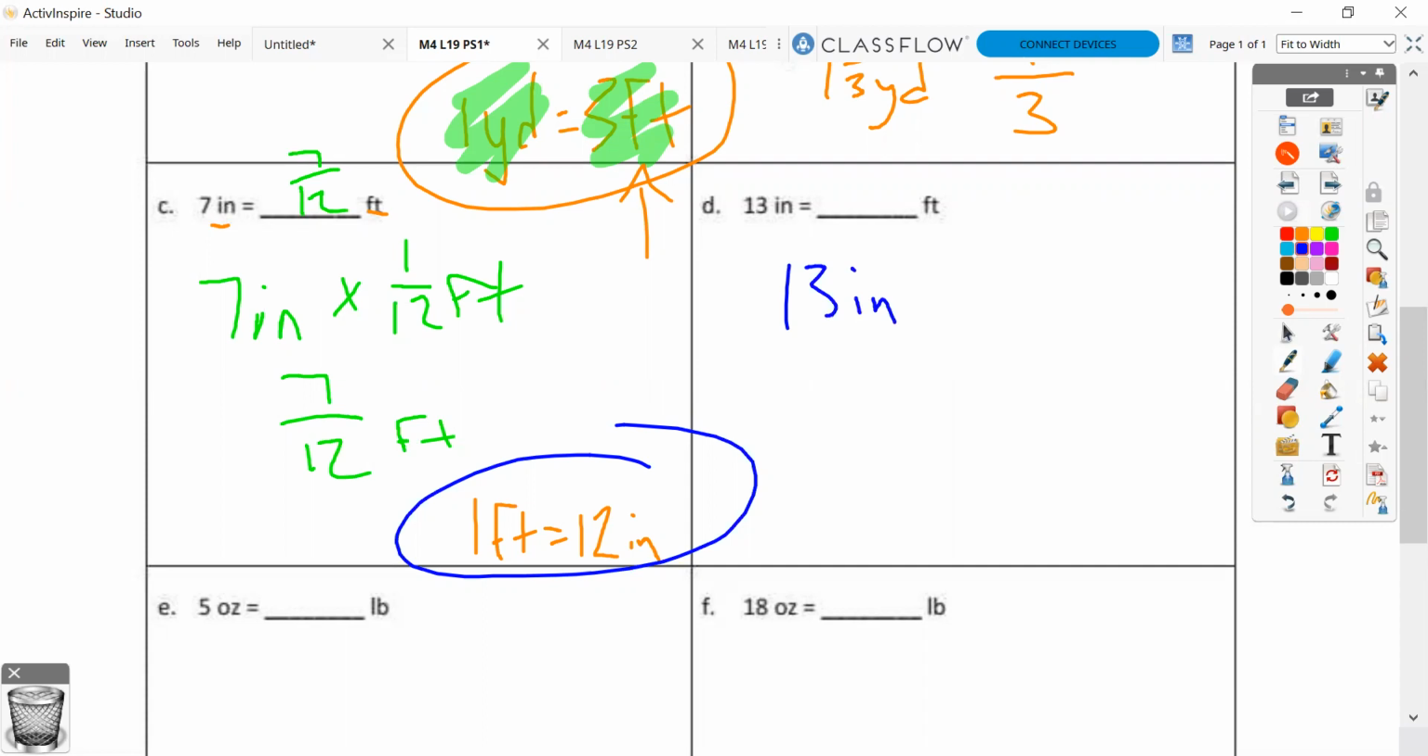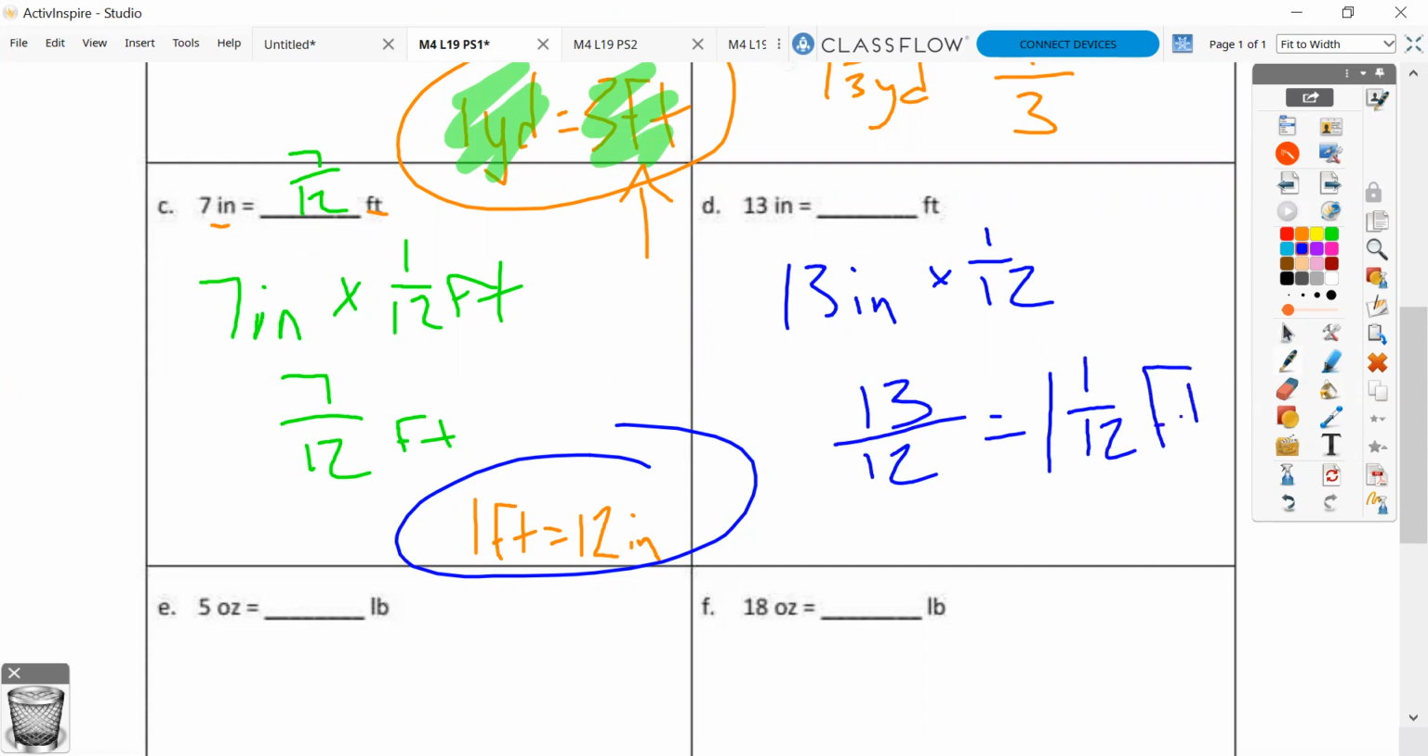And we know that the conversion is 1 foot equals 12 inches. So we're going to multiply that by 1/12 to help us make this conversion. And what we know is that's going to create 13/12. And then that's going to equal 1 because we can take 12/12 out of 13 and there would be 1 left over. That would be 1 1/12 of a foot.